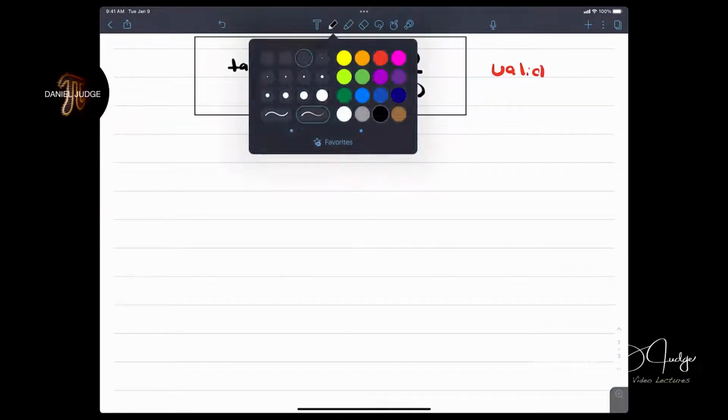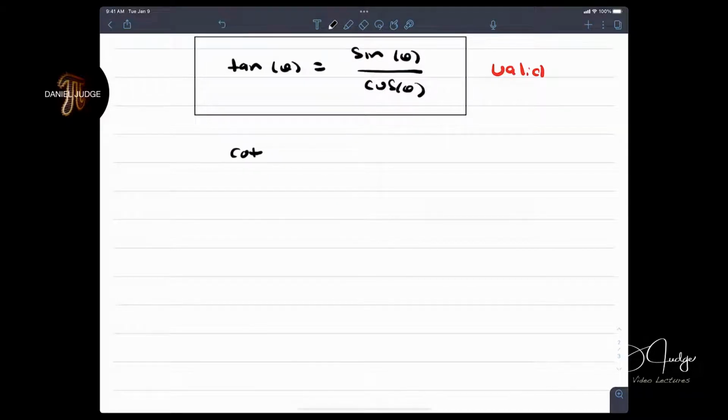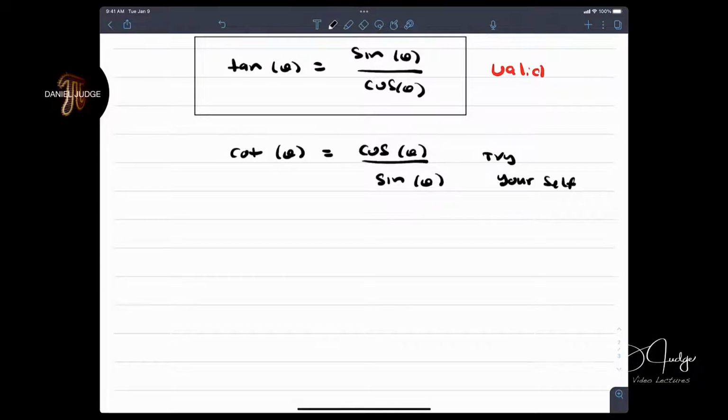And by the way, we have another valid identity for cotangent. It's the reciprocal, and it's proved the same way. Cosine over sine is proved the exact same way. You guys can try this out yourself. It's the same format here. Working with these identities, ladies and gentlemen, that's a pretty good deal.